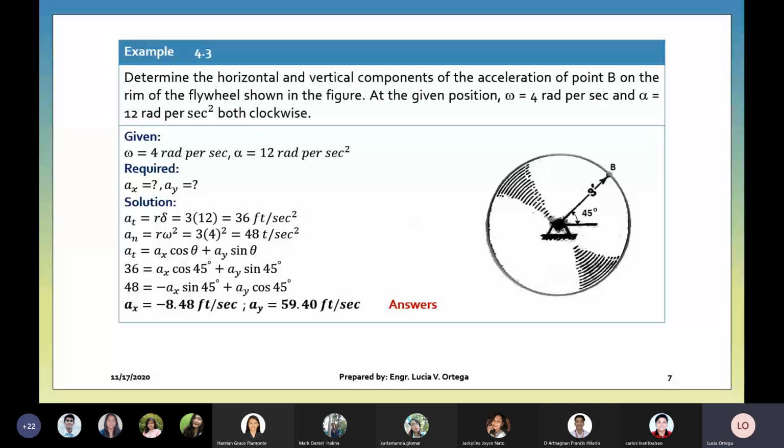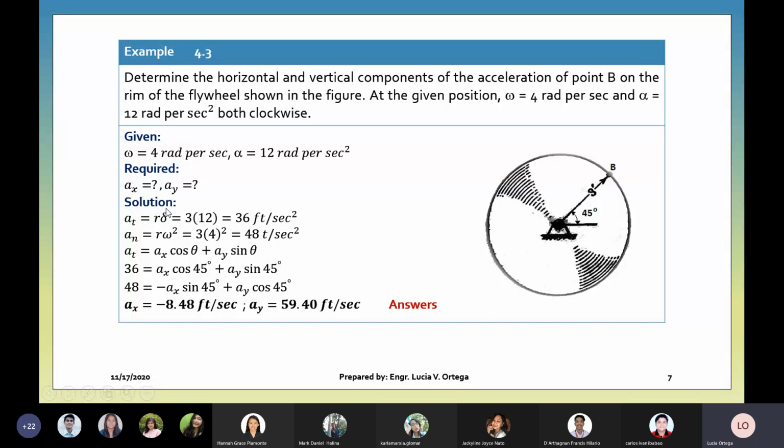Okay, so next, determine the horizontal and vertical components of the acceleration of point B. Where is point B? This is point B on the rim of the flywheel shown in the figure. At the given position, omega is 4 radians per second and alpha is 12 radians per second square, both clockwise. Okay, so the required are the normal and tangential, horizontal and vertical components of the acceleration. So that is AX and AY.